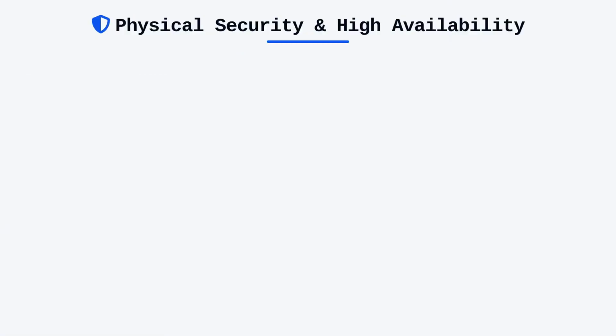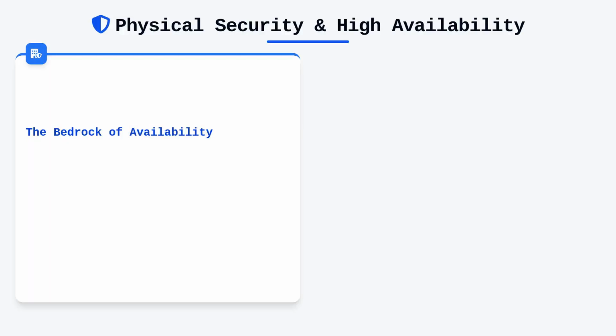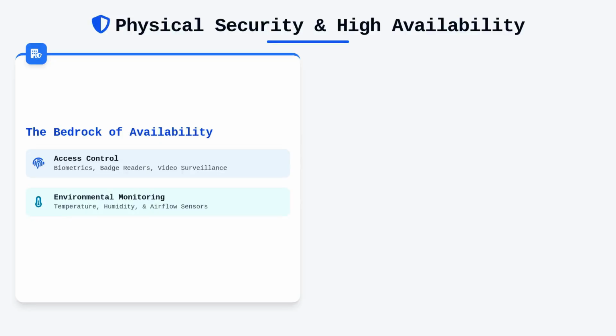Physical security and environmental monitoring are often overlooked in software-centric discussions, yet they remain the bedrock of availability. Controls like biometric scanners, badge readers, and video surveillance are your first line of defense against unauthorized physical access to the rack or data center floor. Complementing these are environmental sensors that track temperature, humidity, and airflow, because a perfectly secured server is useless if it melts due to a failed cooling unit.